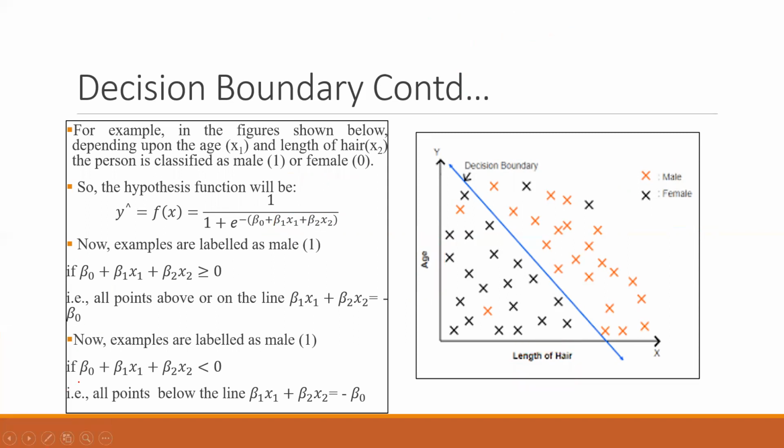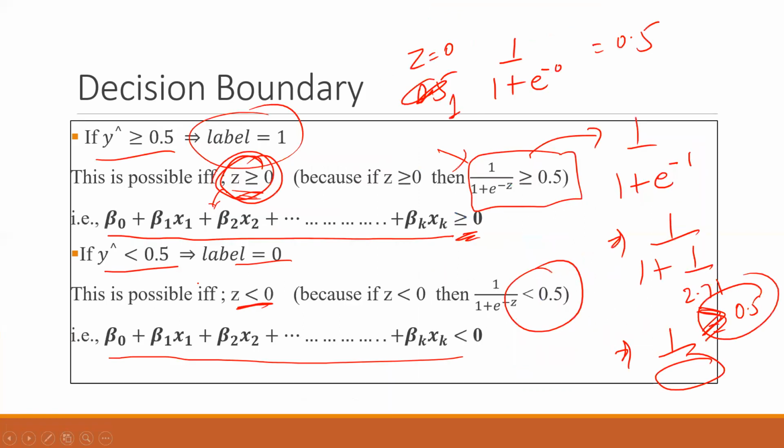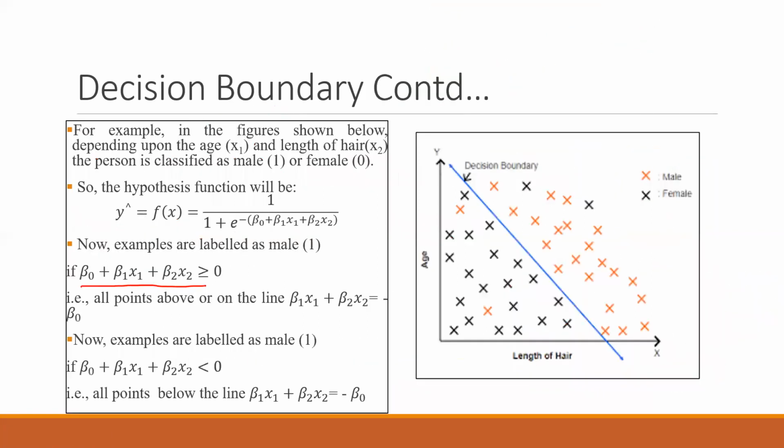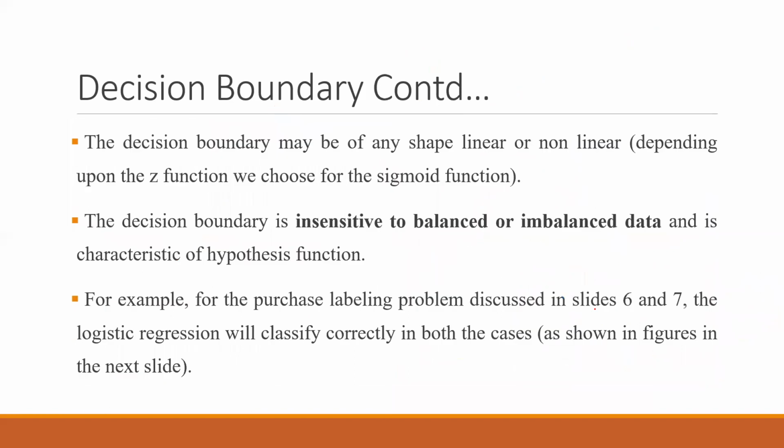This is an important point to remember and understand in the equation, because just by reading slides someone might get stuck here, thinking that previously there were multiple betas but now only three betas are here. The reason is that we have only two variables, and all points above or on the line will have this equation. Obviously, you have just moved this part to the right hand side of the equation. So now examples are labeled as male if this is the case, and this decision boundary has been made just to make you understand.